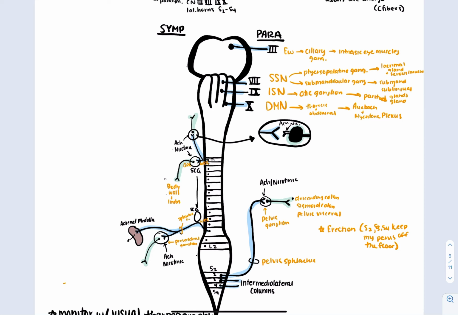7, our facial nerve, is going to have parasympathetics starting at the superior salivatory nucleus. And it's going to go to 2 different things: the lacrimal glands, the serous mucus glands, and the submandibular and sublingual glands. So all of those things are my tears and my saliva.